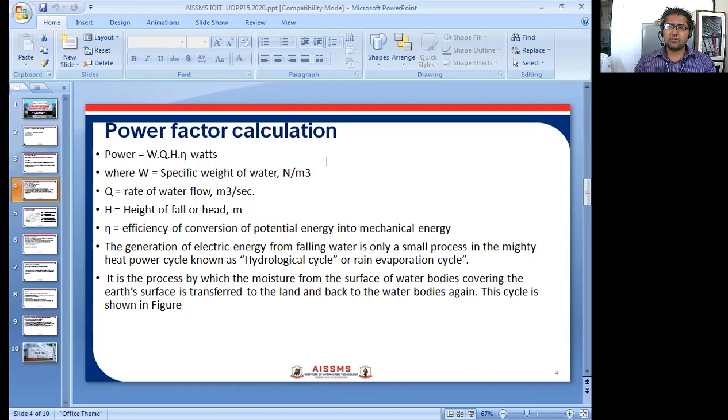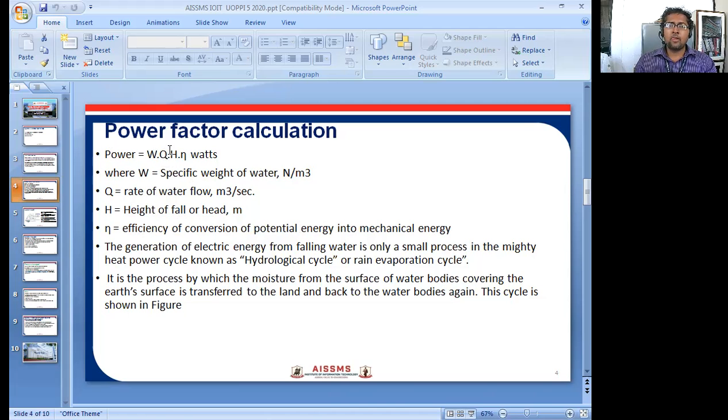Basically, the power calculation for this hydroelectric power plant is: power equals W Q H into eta, where W is the specific weight of the water, Q is the rate of water flow, H is the height of the fall or head, and eta is the efficiency of the conversion of potential energy into mechanical energy. That means the power depends on each parameter: W, Q, H and eta.